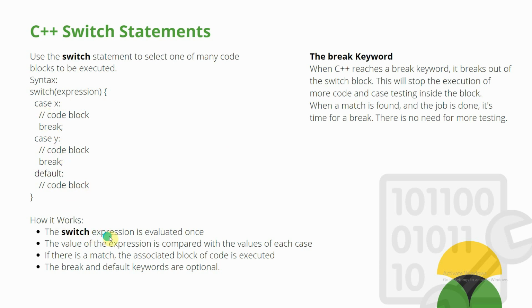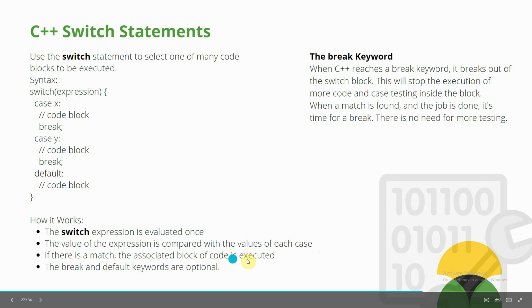On how it works, the expression is evaluated once. The value of the expression is compared with the value of each case. Whatever value is declared here will be compared to the expression input. If there's a match, the associated block of code is executed.